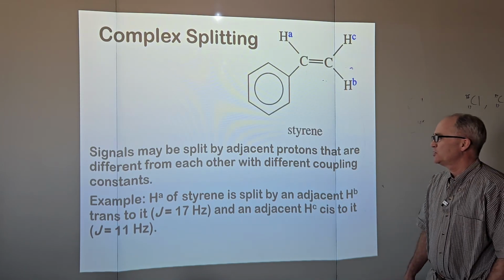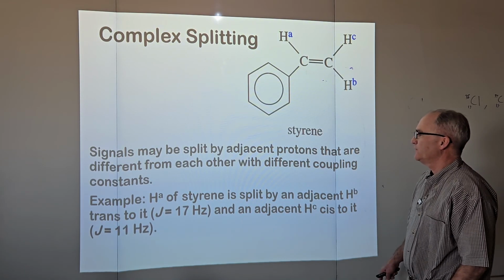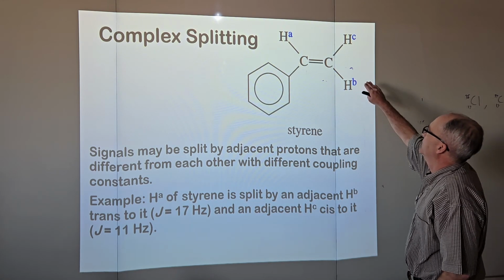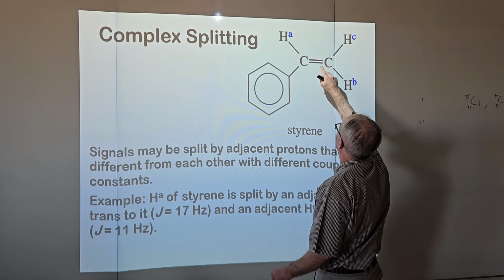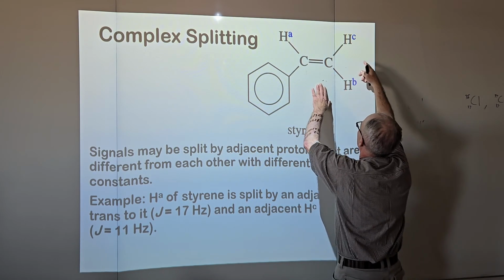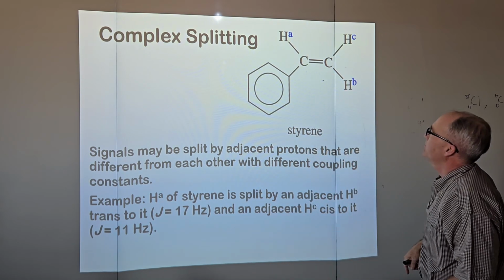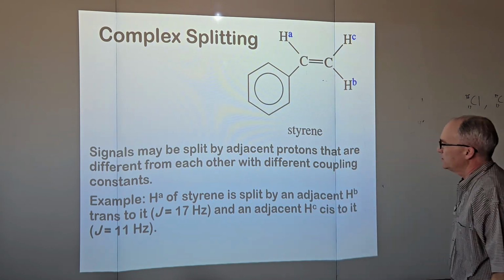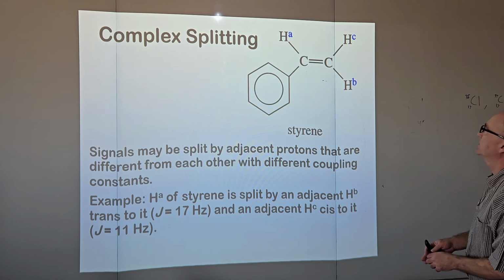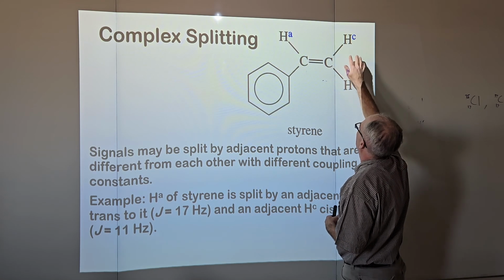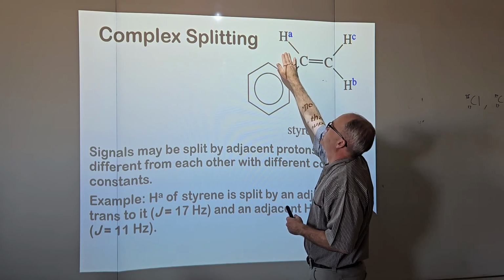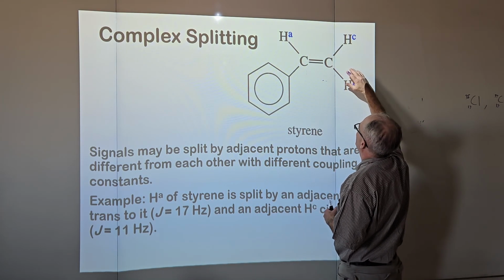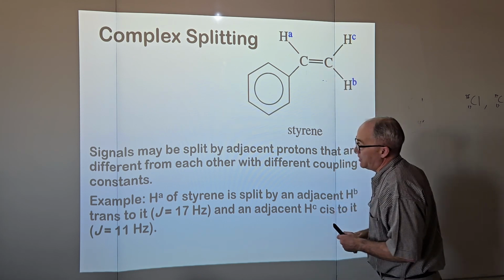Signals may be split by adjacent protons that are different from each other, with different coupling constants. Now, if this was a single bond and we have a methyl group, we say all those protons are equivalent. Here we have a double bond, and these are locked in position, so they are no longer equivalent, meaning this proton will have a signal, that proton will have a signal, and this proton here will have a signal. And notice these two protons are only separated by 2 bonds.